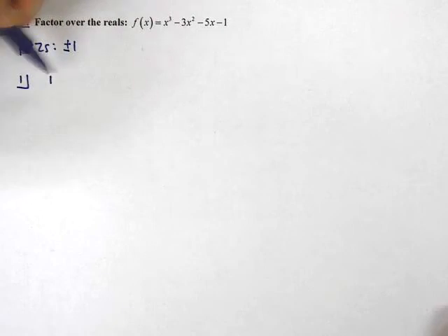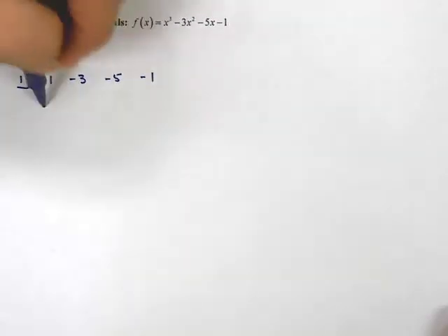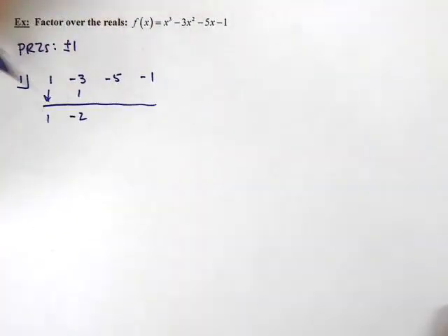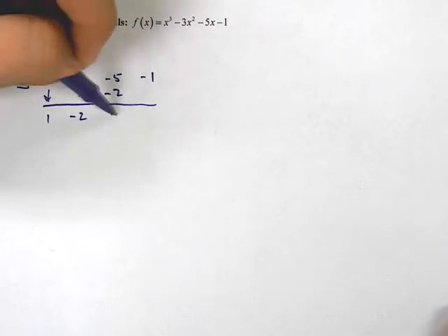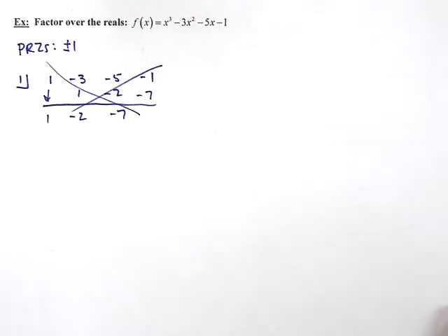Okay, so let's start with positive 1. My coefficients are 1, negative 3, negative 5, negative 1. Let's do it. Bring it down. 1, negative 2, negative 2, negative 7. No, this isn't working, right? No. Let's try negative 1. Maybe that'll work.